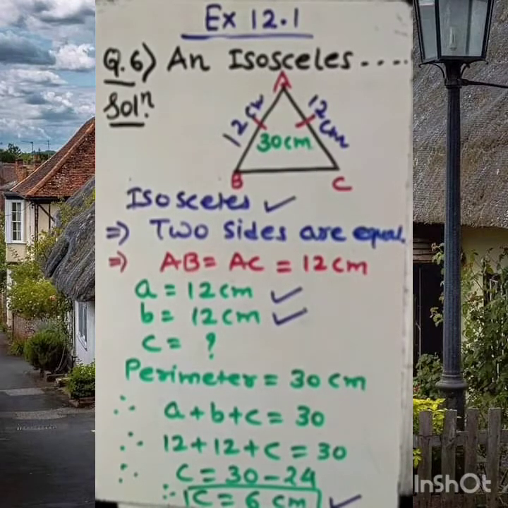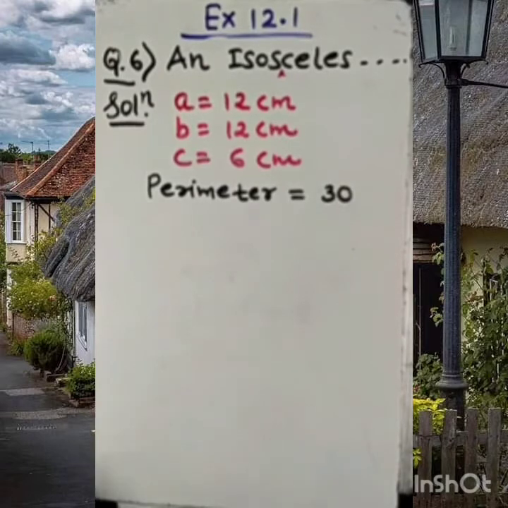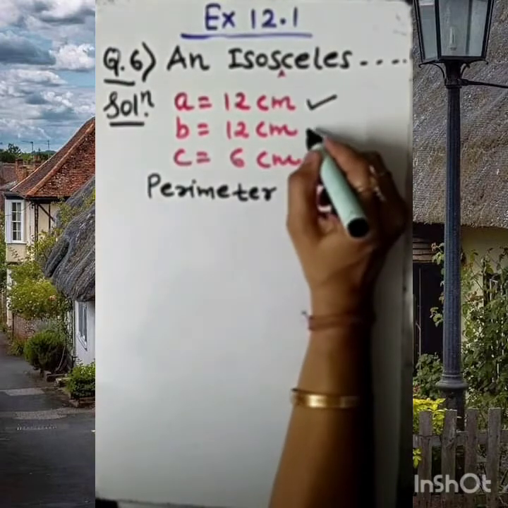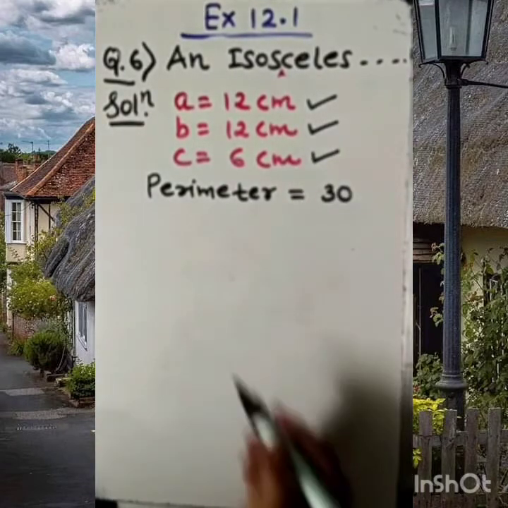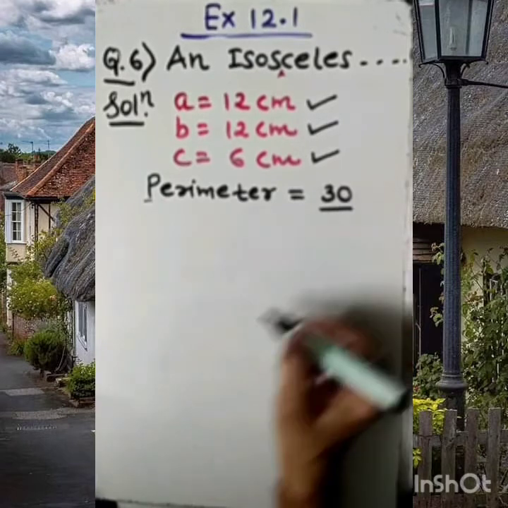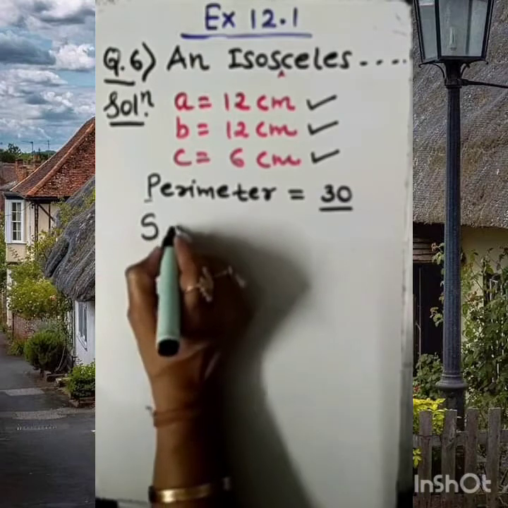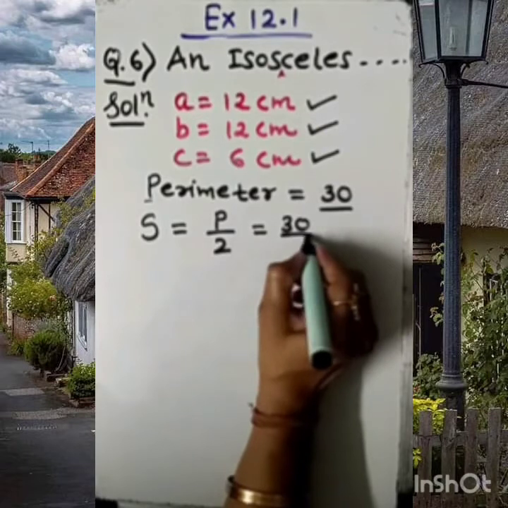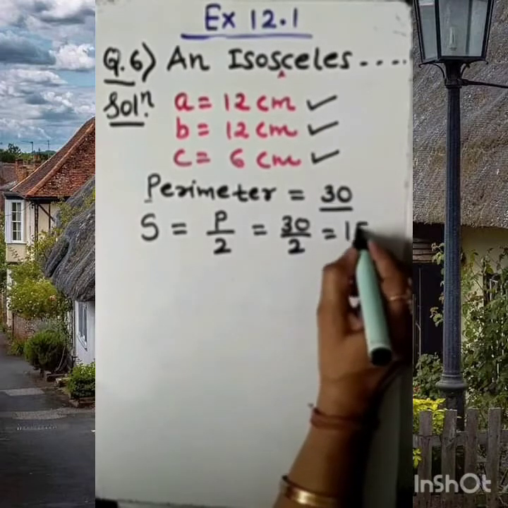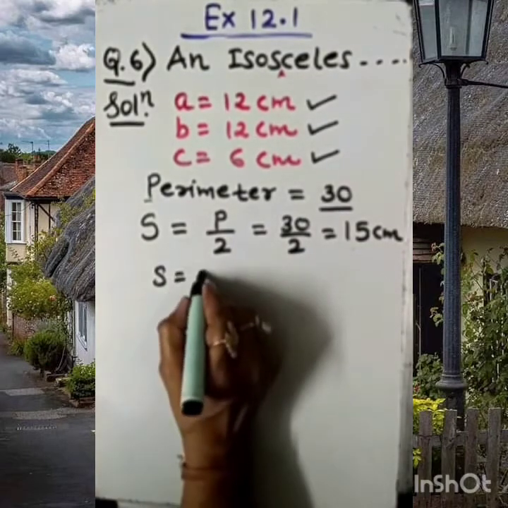Now let's try to find the semi-perimeter. So dear student, finally the value of a is 12 centimeter, b is 12 centimeter and the third side c is 6 centimeter. Besides this, we already have the perimeter, 30 centimeter. So what will be the value of semi-perimeter? It will be half of the perimeter, that is 30 divided by 2. So the value of semi-perimeter is 15 centimeter. So s equal to 15 centimeter.